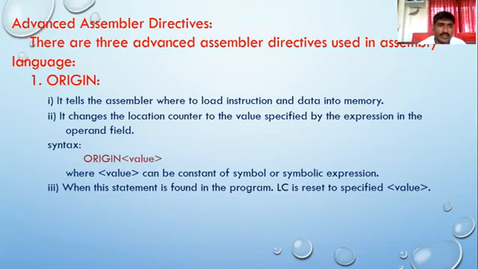language. Now, in this case, first of all we consider the first advanced assembler directive, that is nothing but ORIGIN. According to the name of this directive, it tells the assembler where to load the instruction and data into the memory. Here we consider the syntax: ORIGIN, and the corresponding value is given here. This value is a particular expression or a particular constant value. An expression contains a constant value and a corresponding symbol which is already defined.